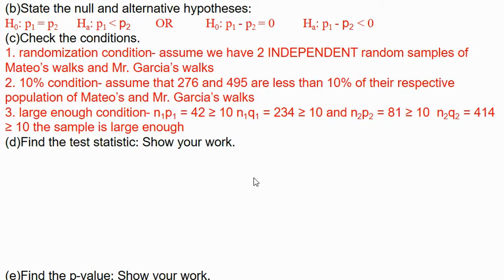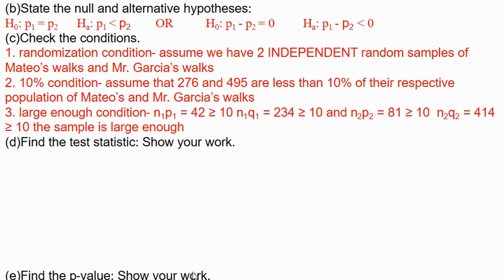Assume we have 2 independent random samples of Mateo's and Mr. Garcia's walks. Assume that the samples, so the 276 and the 495, are less than 10% of the walks that Mr. Garcia and Mateo can take.